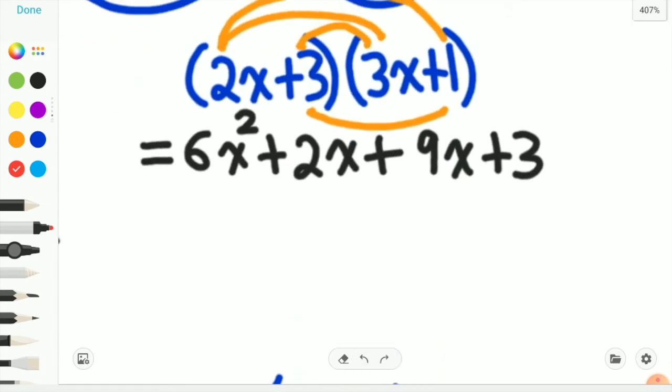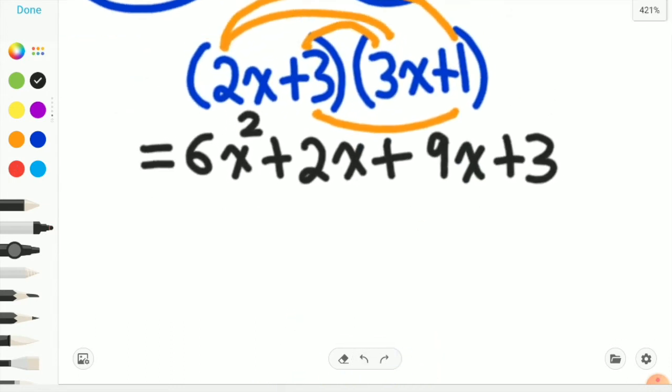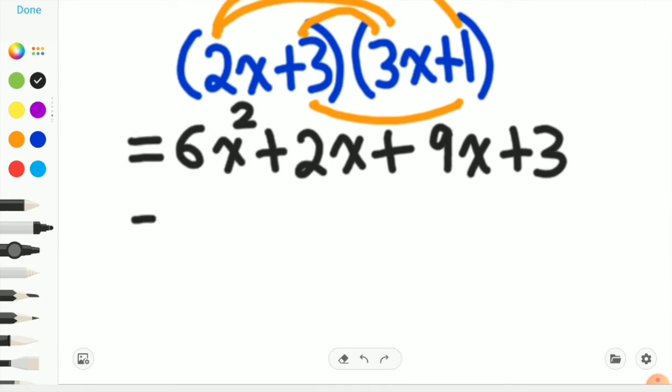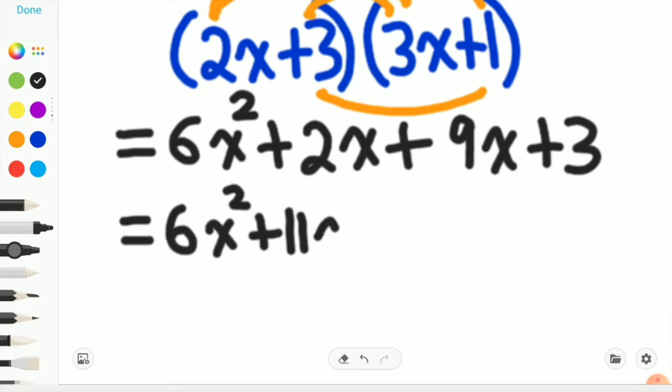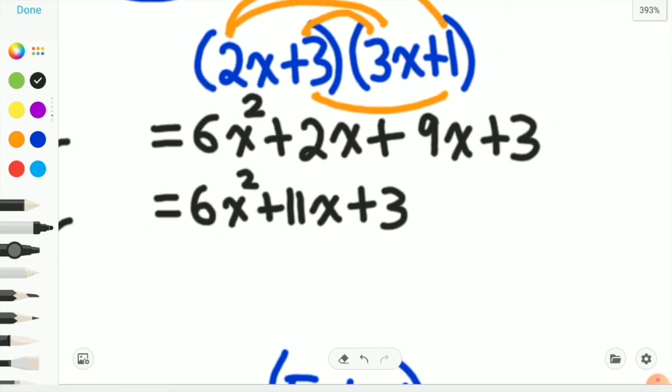And then once you have this, you can collect all your like terms. So 6x squared is the only like term there, so 6x squared. 2x plus 9x, so 11x. And then 3 is the only like term, so 3. And then actually, starting off with two binomials, you ended up with a trinomial.